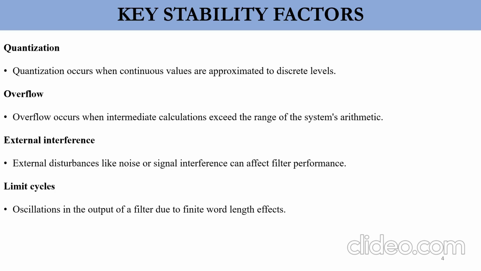Similarly, overflow. In quantization you multiply two b-bit numbers, and in overflow you add two b-bit numbers. When you add a b-bit number and a b-bit number, the result will be a maximum of b plus 1 bits. There you apply some overflow corrections in order to make my output fit the register size. The third one is external interference.